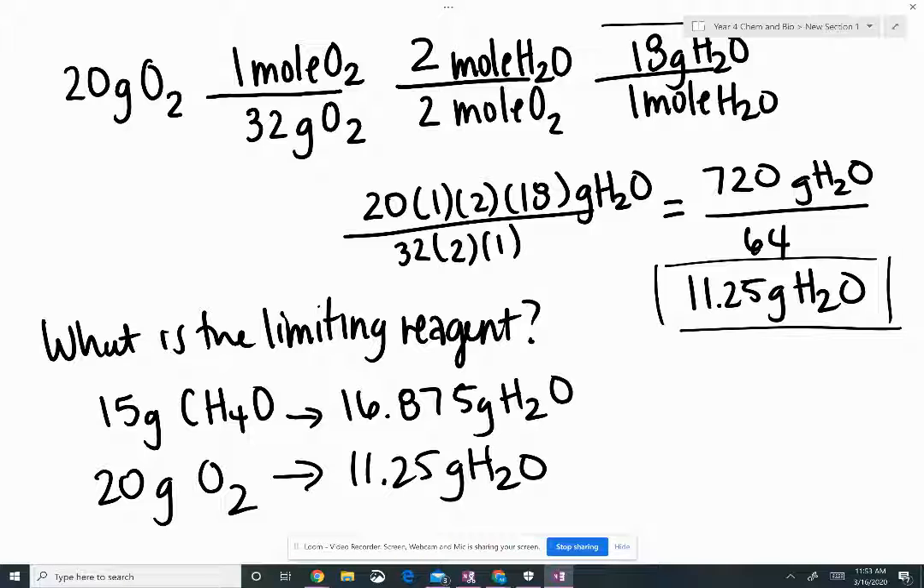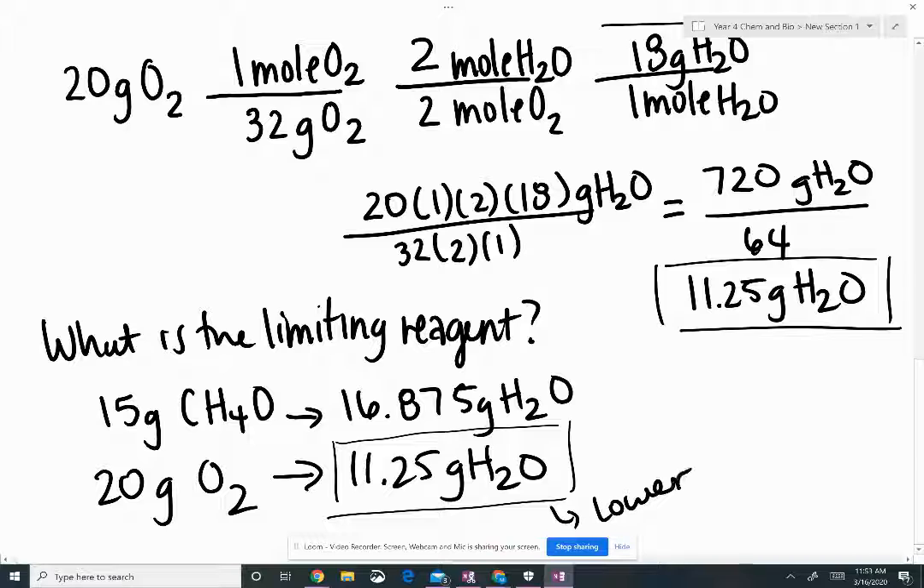So when I compare them, what I'm going to do is look for the one that is lower. So this one right here is lower. Since it is lower, this one is my limiting reagent.